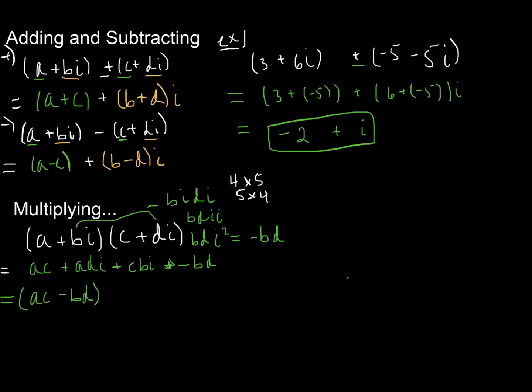That's the real part. The imaginary part, well, if I have ad i's plus cb i's, let's just think about what that might look like. Imagine that a times d is 4, and c times b is 5. If you have 4 i's plus 5 i's, you have 9 i's. In other words, you're adding a times d and c times b, and that's the number of i's you'll have. So plus (ad plus cb) times i. And that is how you multiply complex numbers.